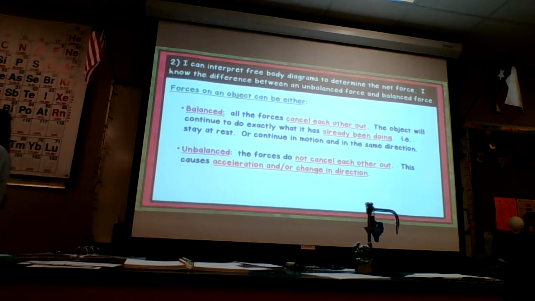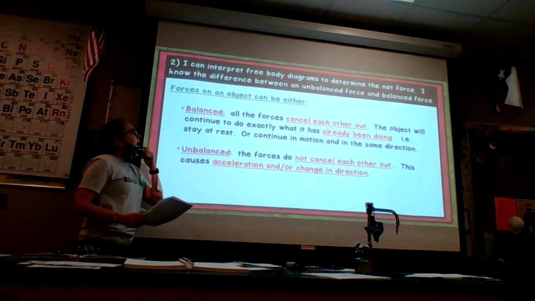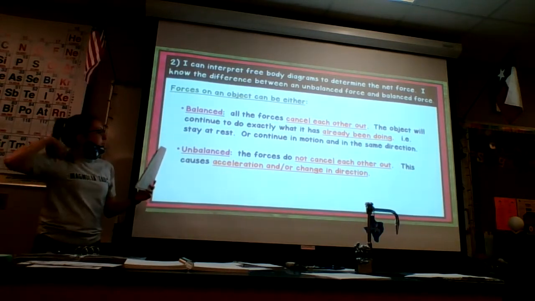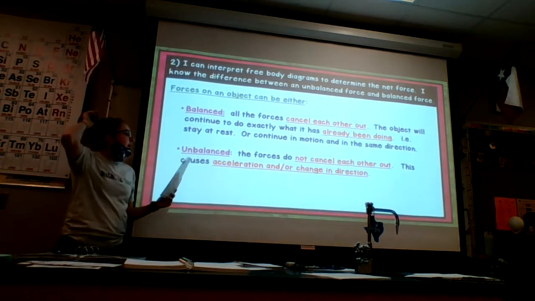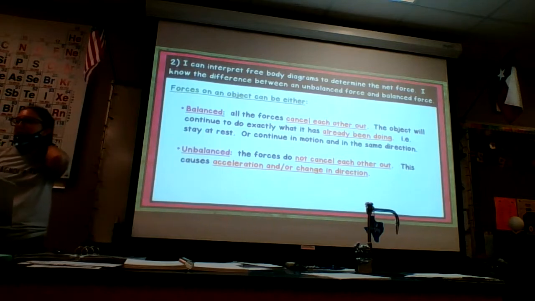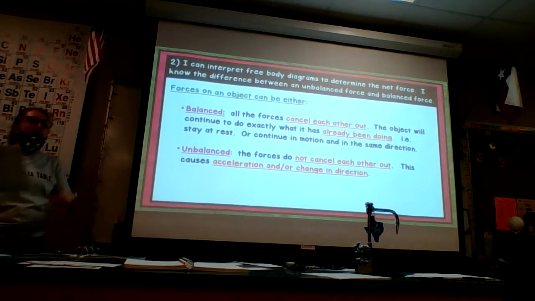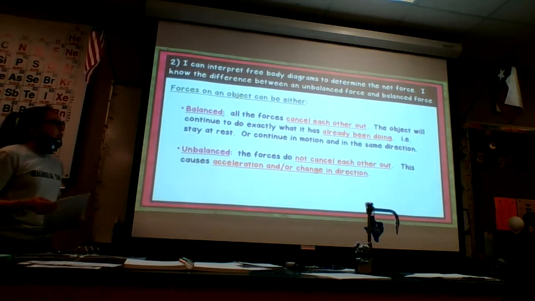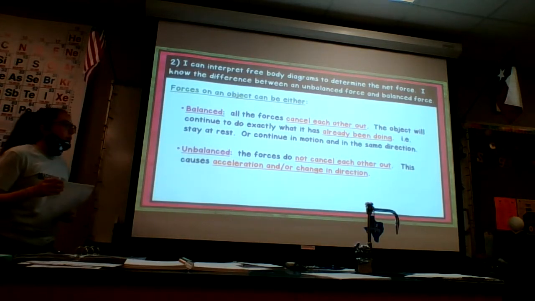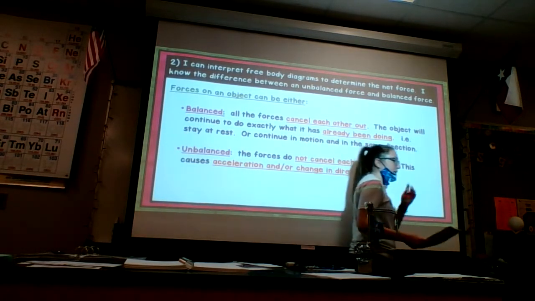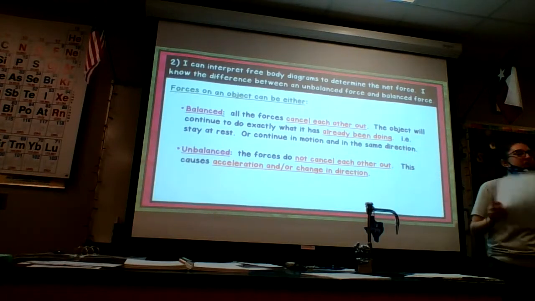Forces on an object can either be balanced or unbalanced. Balanced, all the forces are going to cancel each other out. The object will continue to do exactly what it has already been doing. So that is balanced. Everything cancels each other out. Unbalanced, the forces do not cancel each other out. So this is going to cause a change in direction or a change in speed or something like that. Unbalanced causes a shift in things.